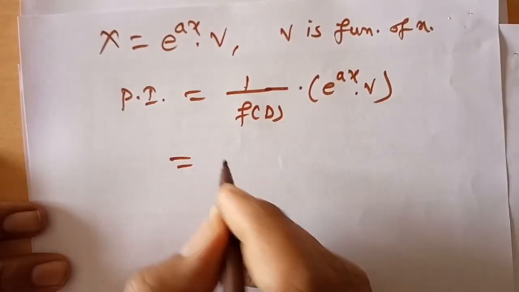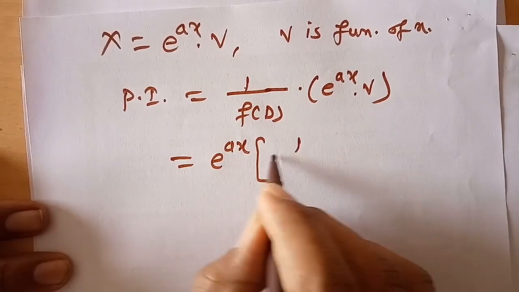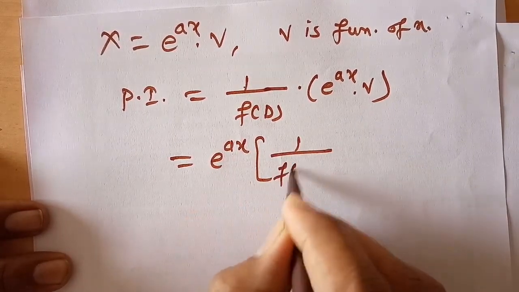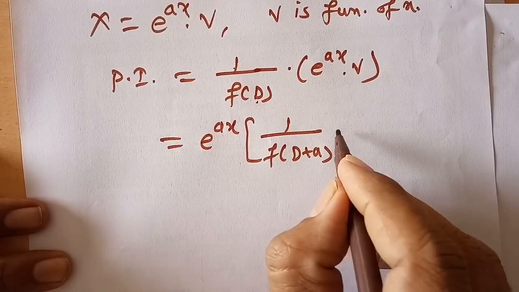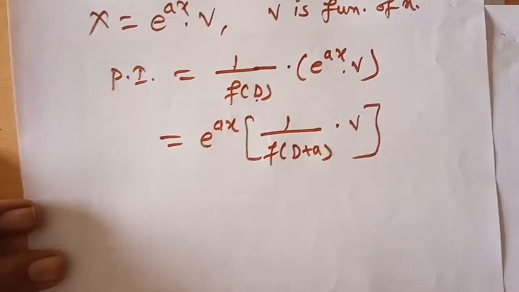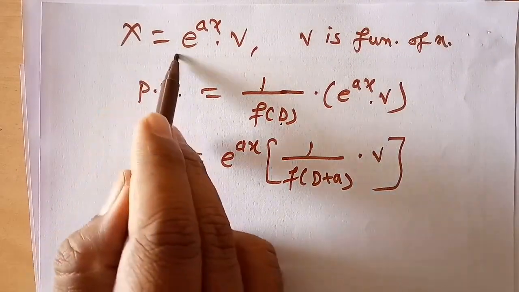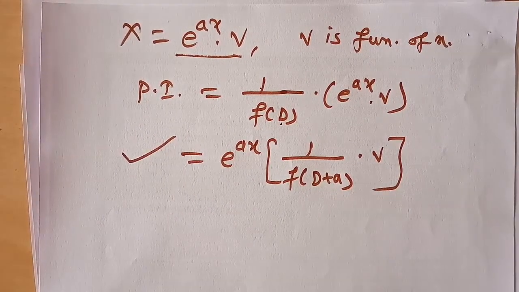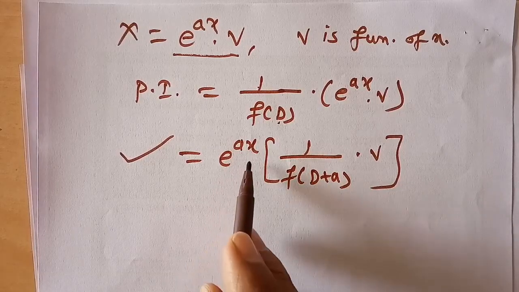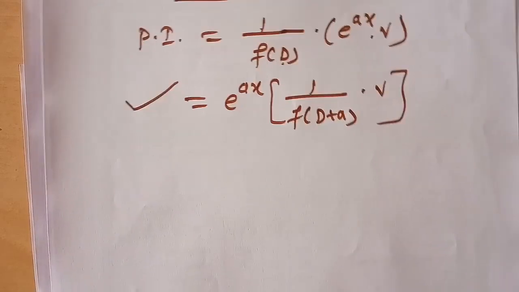For this method, first of all I will take e raised to power x outside. If you are taking e raised to power x outside, then we have to make a change in d as d plus a. I am changing this d as d plus a into v. In this way, if our function is e raised to power x into v, we can find pi. And our formula becomes e raised to power x into 1 upon f of d plus a into v. I will take one example.